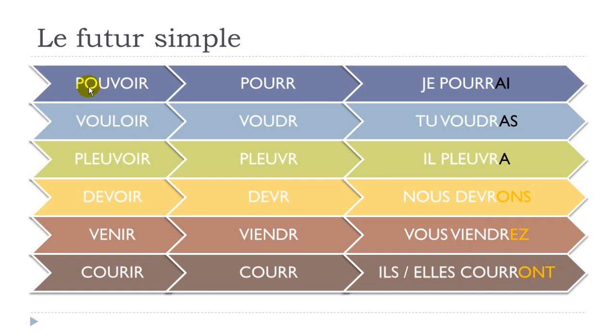Okay, so pouvoir is becoming pourr, and it means can. Vouloir, voudr, to want. Pleuvoir, to rain, pleuvr. Devoir, to have to, devr. Venir, to come, viendr. Courir, to run, courr. Okay, and then as we saw previously, you only add after the endings.